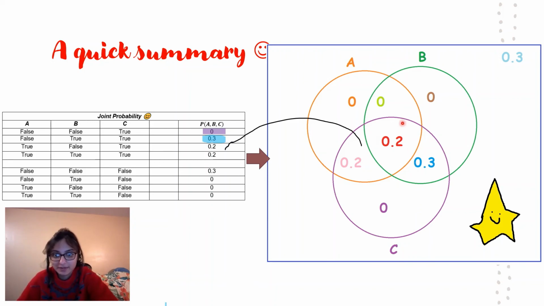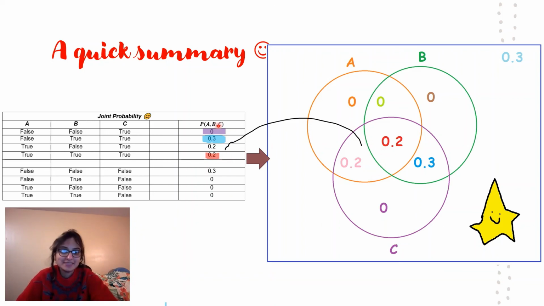If B was included, it would have been this red part here, which is A is true, B is true, and C is true. So this part of the circle falls within all 3 circles. And this is this point 2 here.